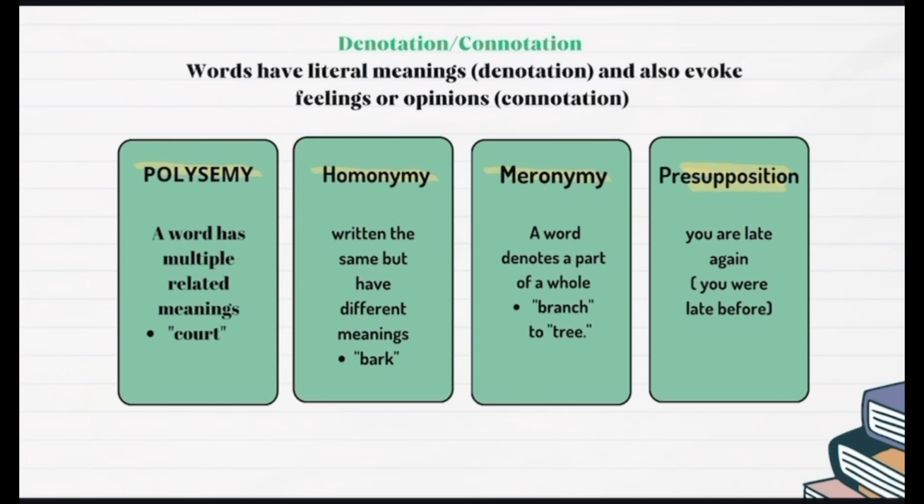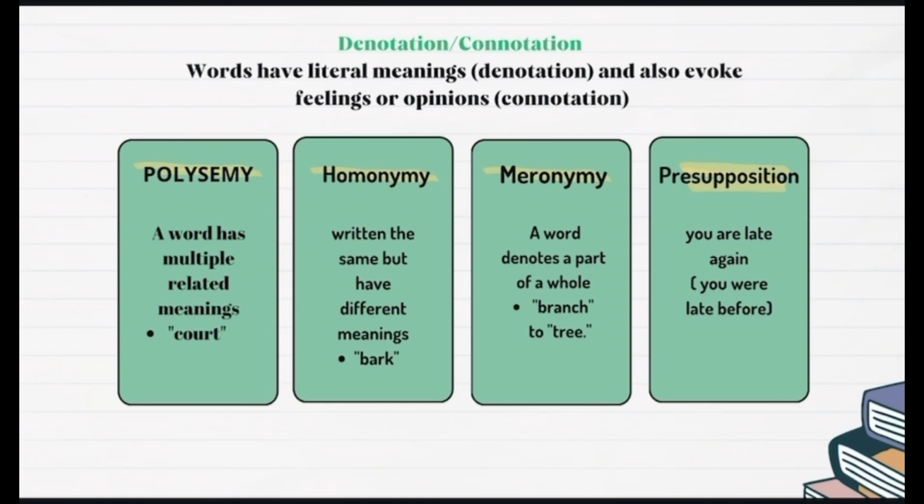Polysemy: a word has multiple related meanings, such as court, meaning an enclosed area, a retinue of a sovereign, or a judicial tribunal. Homonym: two words sound and are written the same but have different meanings, such as bark, meaning the covering of wood, or the sharp sound made by a dog. Meronym is a term used to describe a part-whole relationship between lexical items. For example, branch to tree.